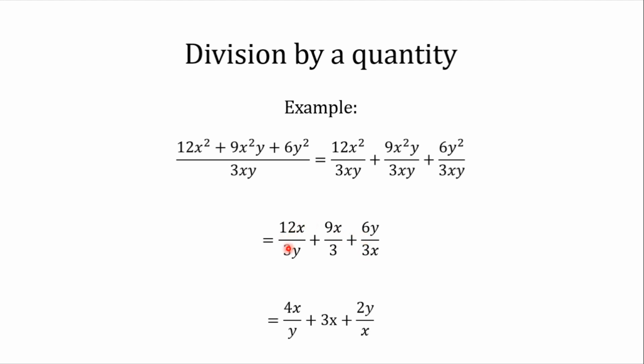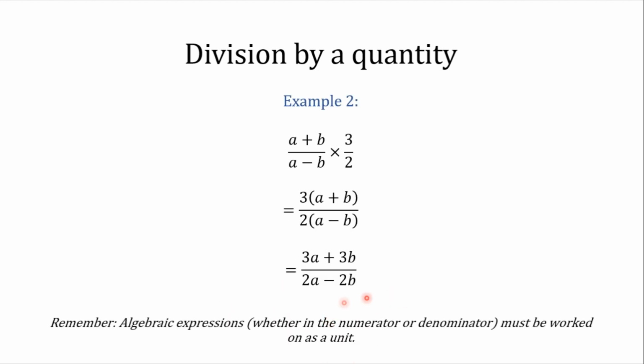So we have 12 over 3, that's 4. Then x over y, which we're just copying what's the answer here. 9 over 3 is just 3x. And then 6y over 3x, so 6 over 3, that's 2y over x. So this will be your final answer.